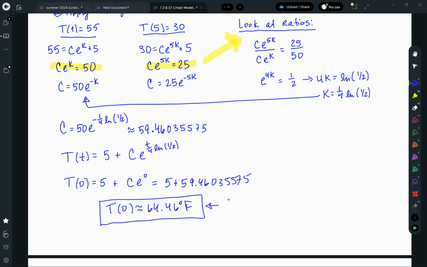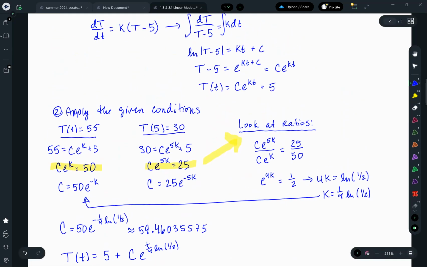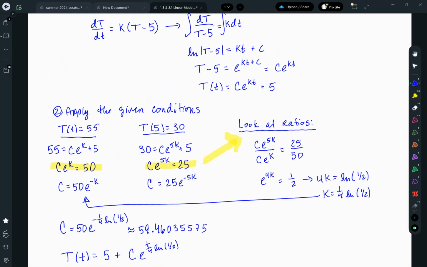So let's see, this is the temperature of the inside room. All right. Sorry about the mistake in the middle there, but it's been fixed, so we should be good.